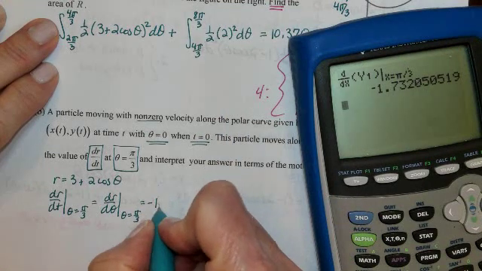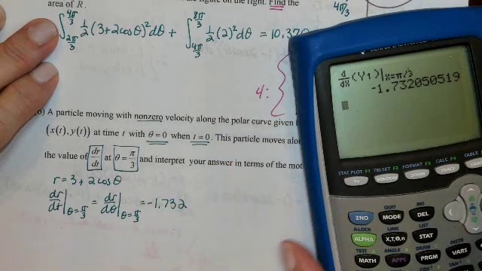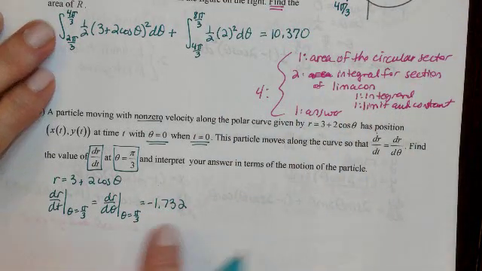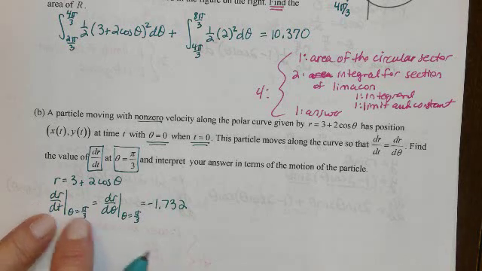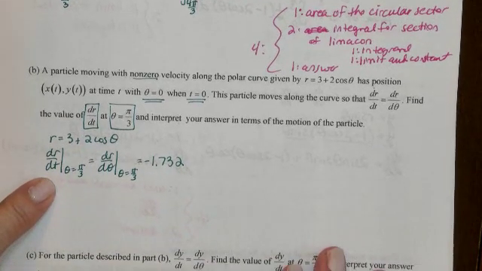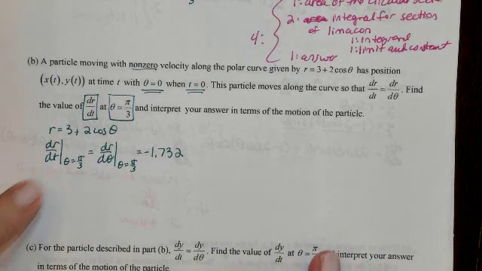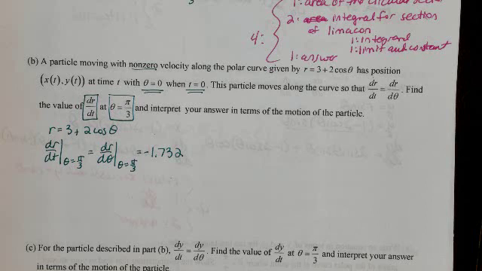1.732. So that is the value of dr dt when theta is pi over 3. Okay? And now I need to interpret that answer in terms of the motion of the particle. Okay, so what does that mean?